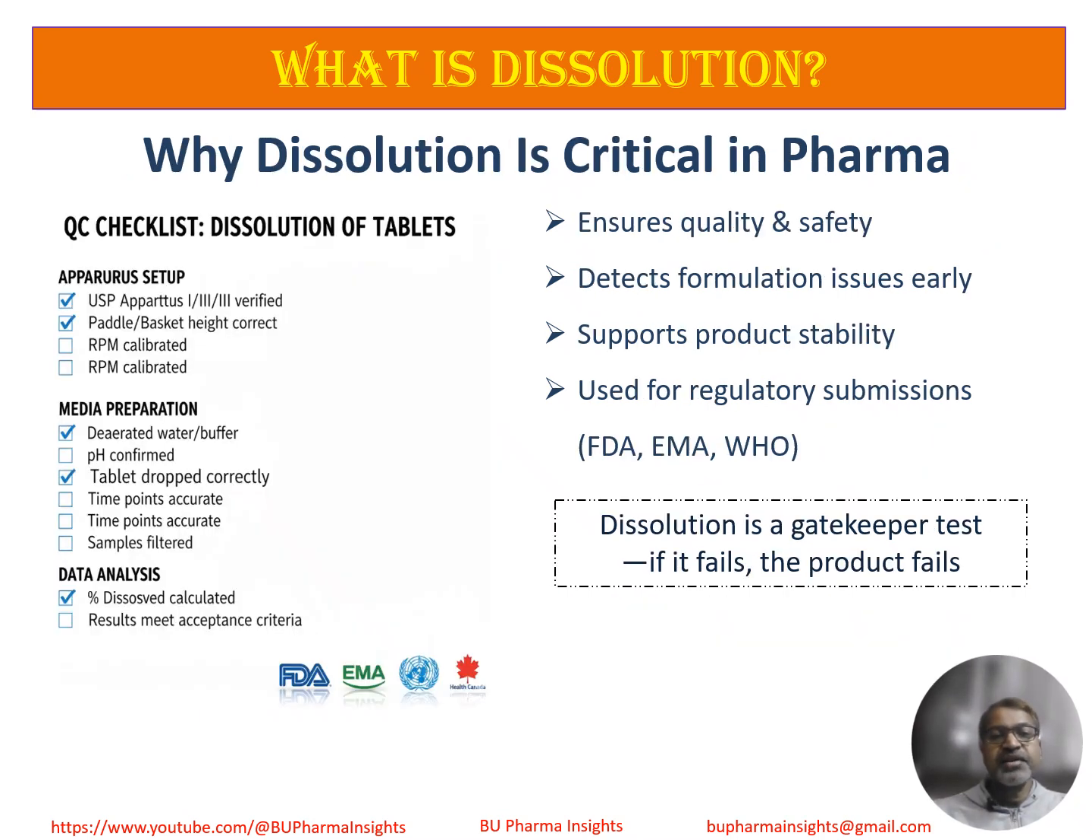So, after having a preliminary discussion, we should know why dissolution is critical in the pharmaceutical industry. Dissolution is one of the most critical tests in the pharmaceutical industry. It ensures product performance, safety, and batch consistency. It also helps us to identify formulation or process issues early. Regulatory agencies like FDA, EMA, and WHO rely heavily on dissolution data for product approvals and life cycle management.